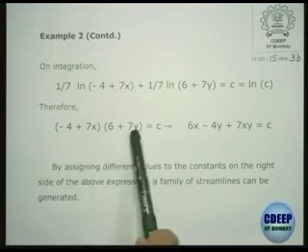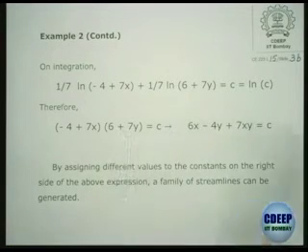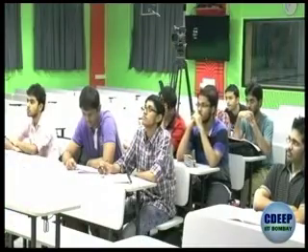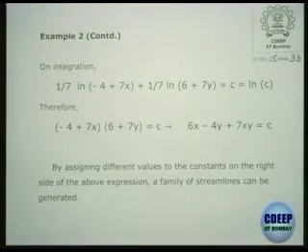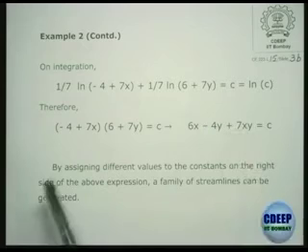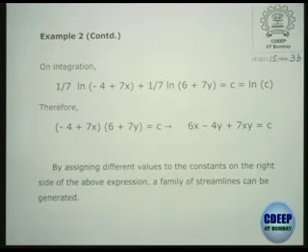And finally, this is equal to C; you simplify this and get it. This is a general expression, but if somebody says find the equation of the streamline passing through some specific point whose coordinates are given, C can be evaluated by substituting x and y. If it passes through some other point, you have to substitute the new values of x and y, but this is a general expression. That is why I said that by assigning different values to the constant on the right side of the above expression, a family of streamlines can be generated.